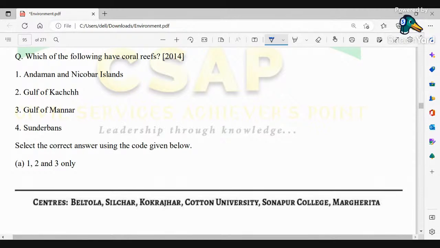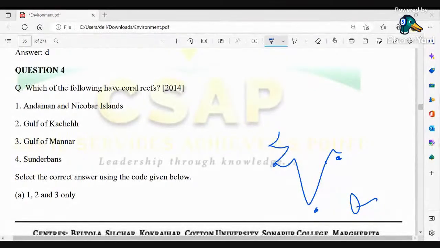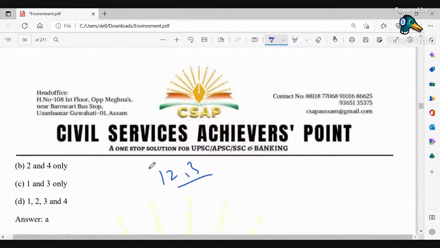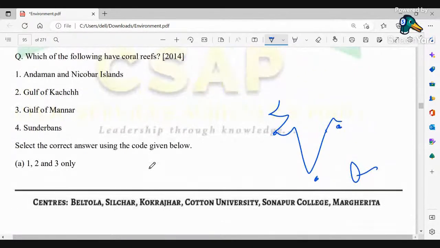So we can see Andaman Nicobar over here, then Gulf of Mannar over here, then the Sundarbans over here, and Gulf of Kutch over here. Which areas could we find coral reefs in? Anyone with the correct option to question number 4? A. Fine. The answer is A. That is, in the region of Andaman and Nicobar only, we could find coral reefs.